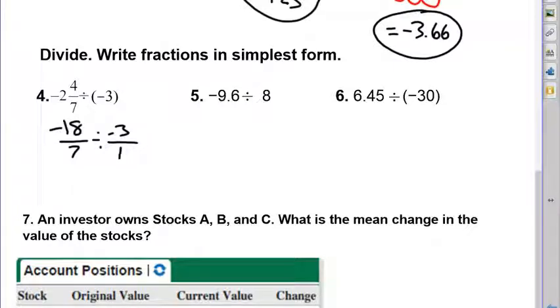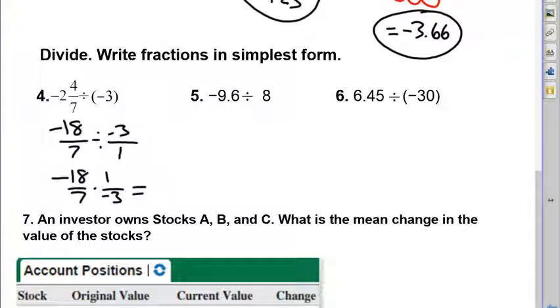I said this in the beginning, but it's time to refresh that. We never divide by fractions, and instead, we multiply by the reciprocal. And remember that other name for reciprocal was multiplicative inverse. So I'm going to have negative 18/7 times 1 over negative 3. Because I have a negative times a negative, my result's going to be positive.